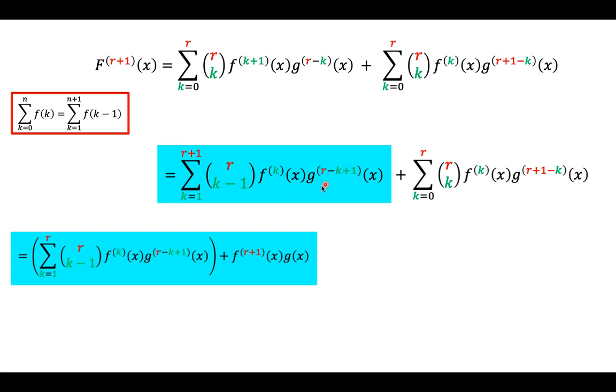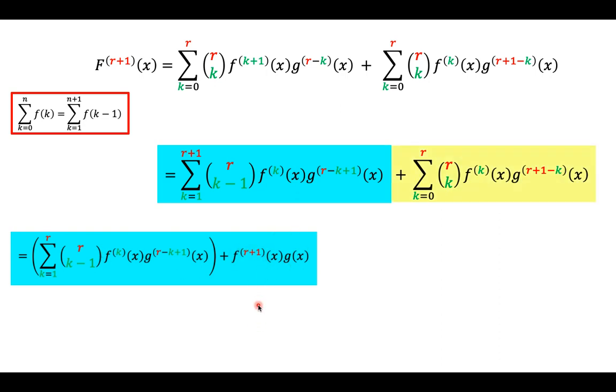So the 1's cancel out and the r's cancel out. And I'm left with g0, which is just the function g of x. So here I've extracted the last term, the r plus 1 term. So I'm left with the sum up to r plus the last term separately.